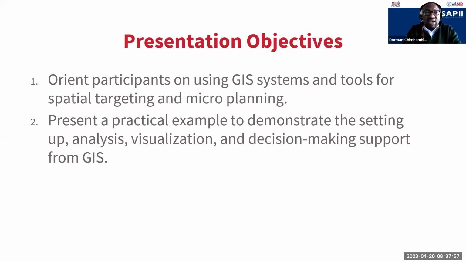To get us started, I want us to focus on the 2 main areas, just to explain a bit more what we will be doing in this webinar. 2 main broad objectives we will cover. The first one, looking at just orienting the participants, you, on some of the GIS systems and tools that you can use for your spatial targeting and your micro planning. Once we have done the first session on orientation, we will then move to the second part, where we will do a presentation on a practical example, just to show you how to set up, how to analyze, how to visualize and use your GIS systems for decision-making support.